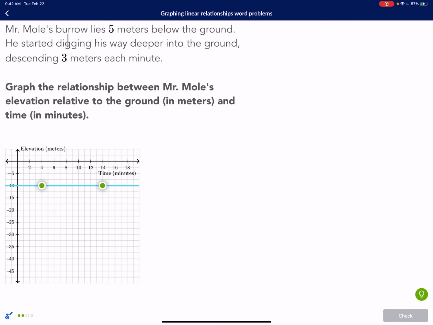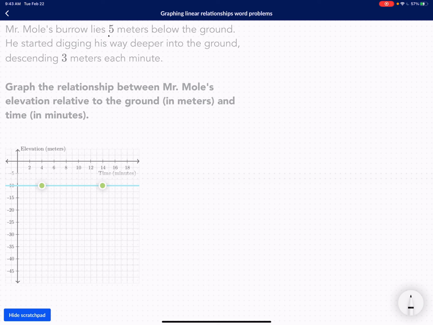All right, let's take a look here. Mr. Mole's burrow lies 5 meters below the ground. Okay, so I already know that sounds like a y-intercept to me. That's the y-intercept. B is equal to -5, right? And he started digging deeper into the ground, descending 3 meters each minute. So he's going even deeper, 3 meters per 1 minute. Because he's descending, he's going lower. That's how we find that out. It's going to be -3 meters per 1 minute.